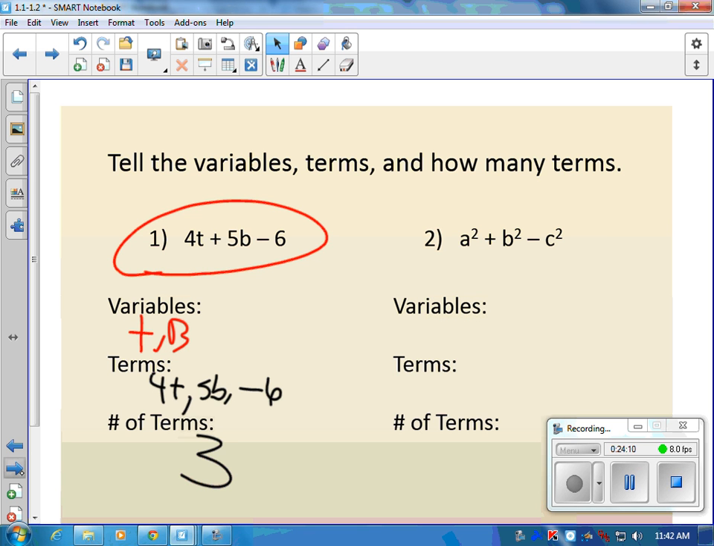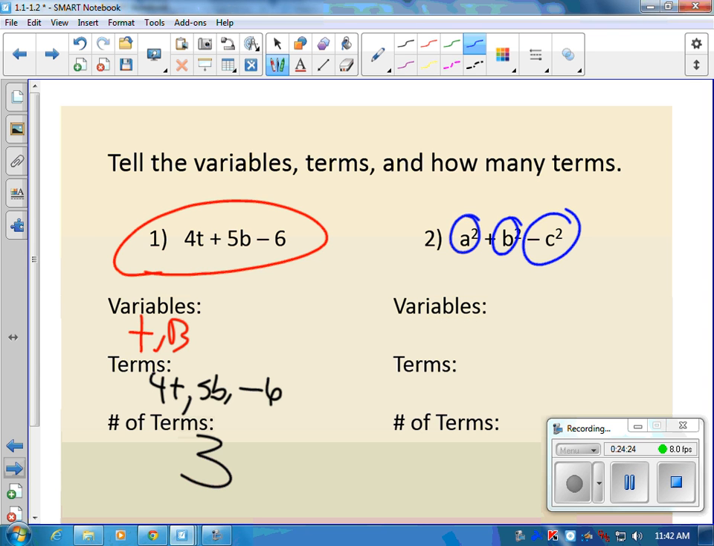Questions? Yes. And we would include the exponents when we're listing the terms as well. So terms are, we've got a squared, we've got b squared, and we've got -c squared. So we still only have 3 terms, but we do have to make sure we include those exponents and the sign.